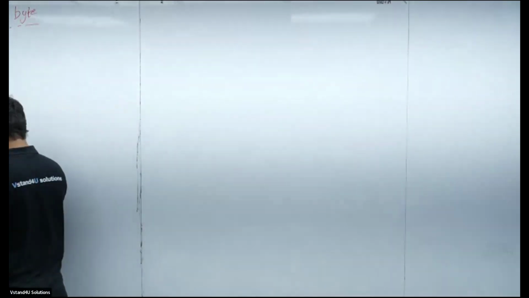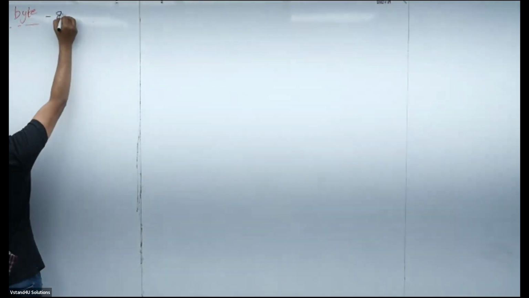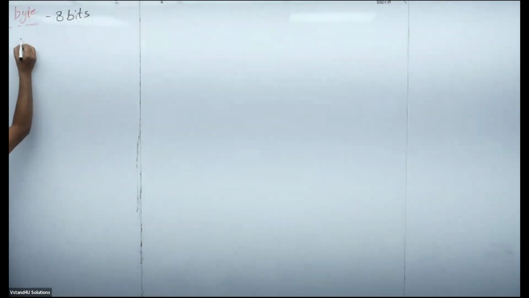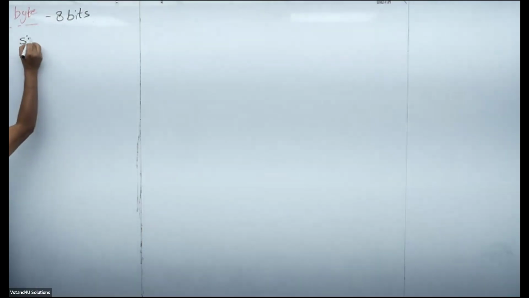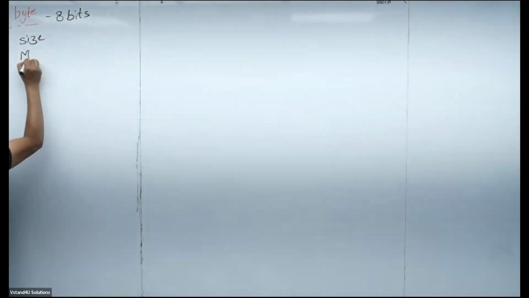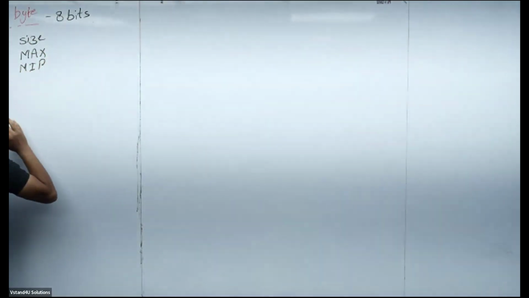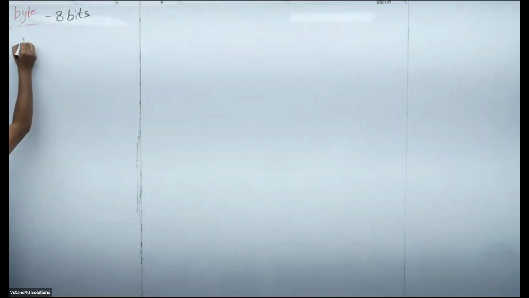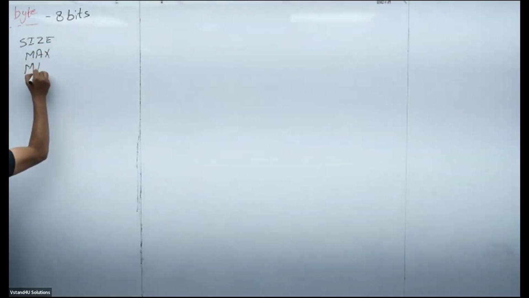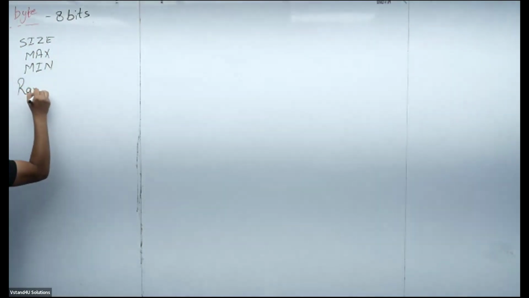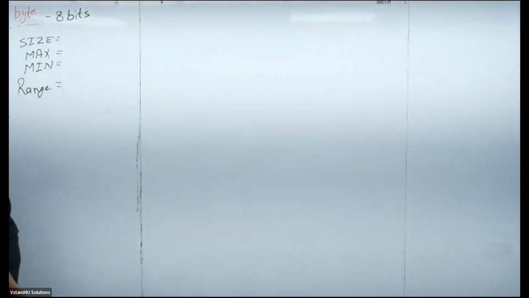Moving forward. So 1 byte is a total of 8 bits. If I need to ask you a few parameters, let me specify them. First is size. Then I want to talk about max, then min, and don't forget the string. Now, what does it mean, sir?